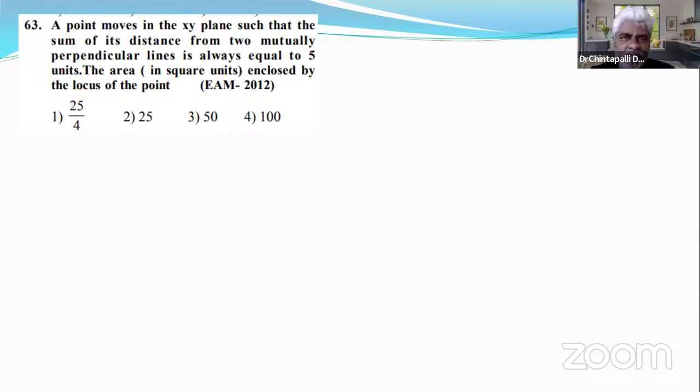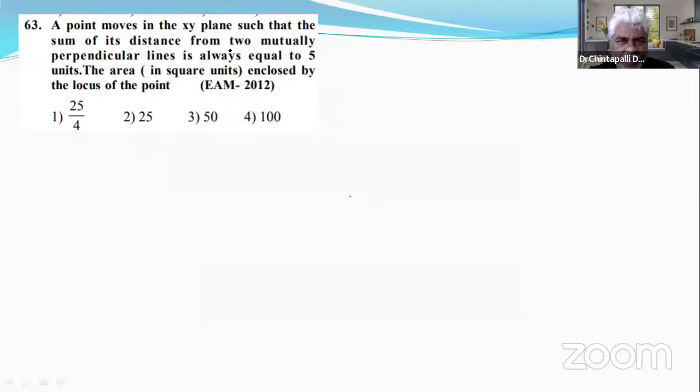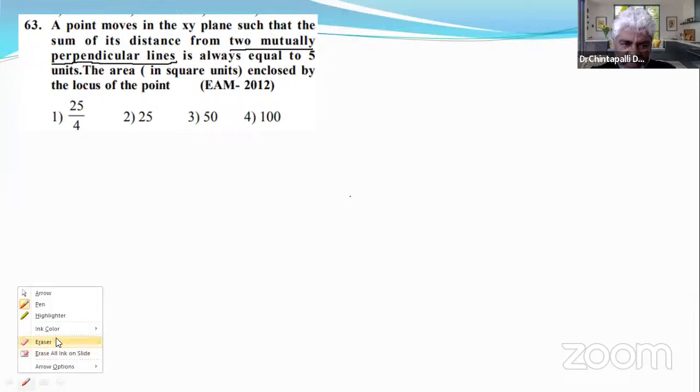It is very challenging. See, whenever two mutually perpendicular lines. Can you give an example for two mutually perpendicular lines? X equals 0, y equals 0. Yes. Actually, some students may make it complicated by taking two perpendicular lines. Of course, these are two perpendicular lines.